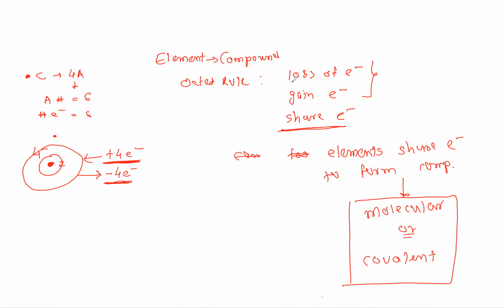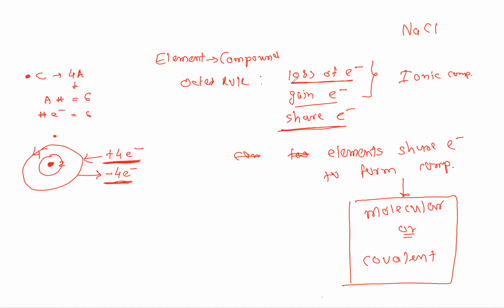So let's say if one of the elements is losing an electron, the other element is gaining that electron, the kind of compound we are going to form is called an ionic compound. Why? Because it forms ions, right? Like the example we talked about earlier, NaCl, it is called an ionic compound. We are going to talk about the difference between ionic compound and molecular compound in the form of a table in just a minute.